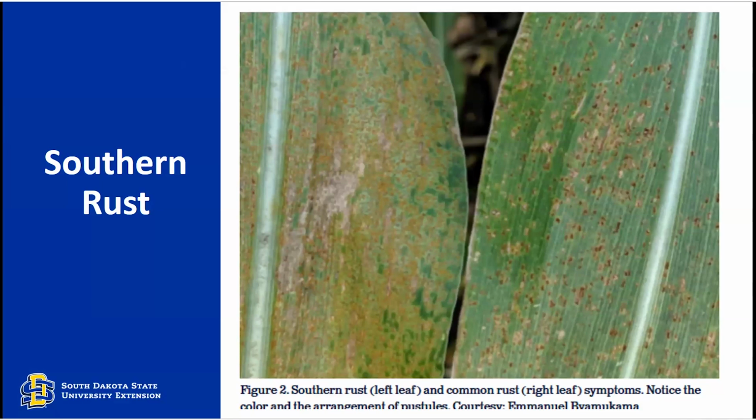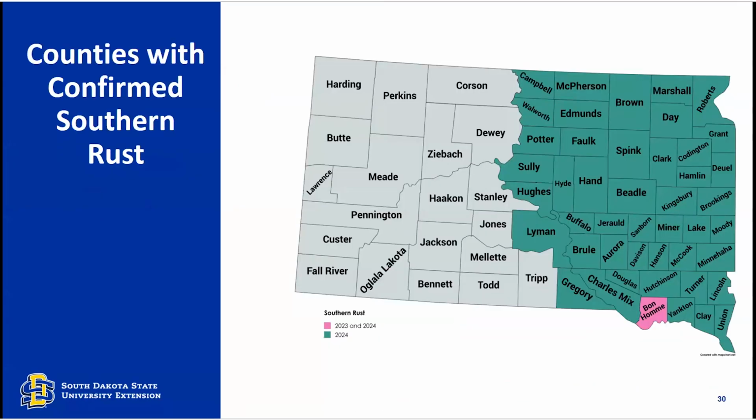Southern rust, again, this was the one disease that we saw a lot. We did see some yield loss to this disease this past year. Pretty much every field we went into had some level of southern rust, and we started to track it, right? In 2023, we saw a lot of fields in Bon Homme County. Didn't see a lot after that, but 2023 was the peak, and then we also found it again in 2024.